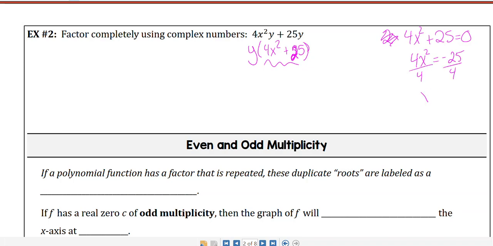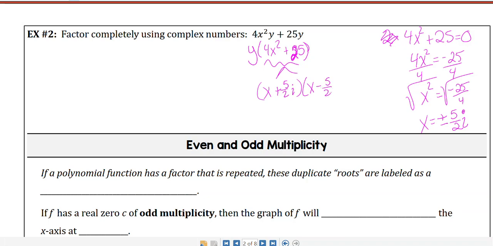So I'm going to go ahead and solve this. And what you're going to notice is that I'm going to have negative 25 over 4. So when I take the square root of it, remember when you take the square root, it is plus or minus, but there's that negative. So the square root of 25 over 4 is 5/2, but it's that i. And then there's 2 of them. So this factors into x plus 5 over 2i times the quantity x minus 5 over 2i. And then we're going to drop down that y.